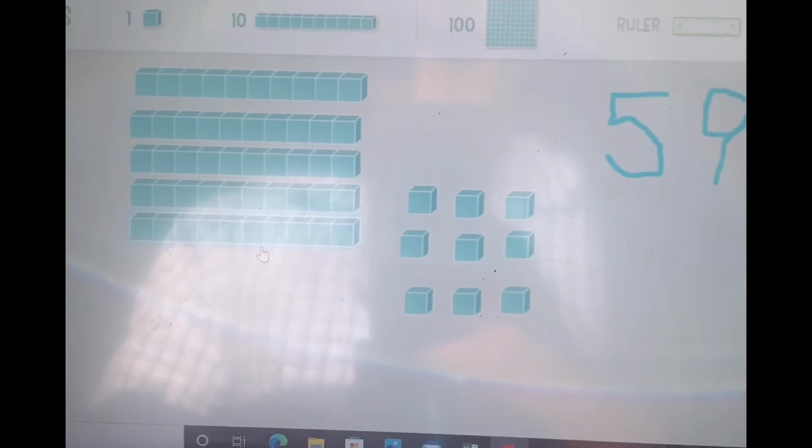10, 20, 30, 40, and 50. So we have 5 tens and 9 ones in the number 59.